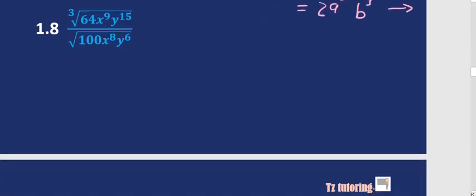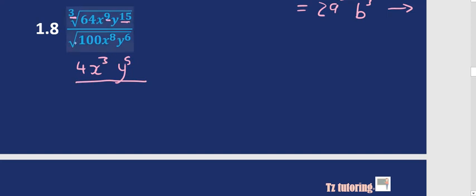Moving right on, 1.8. So the cube root of 64 is 4. And of course the rule states that for a cube root, you need to divide the exponent by 3. So 9 divided by 3 will give us 3. 15 divided by 3 will give us 5.